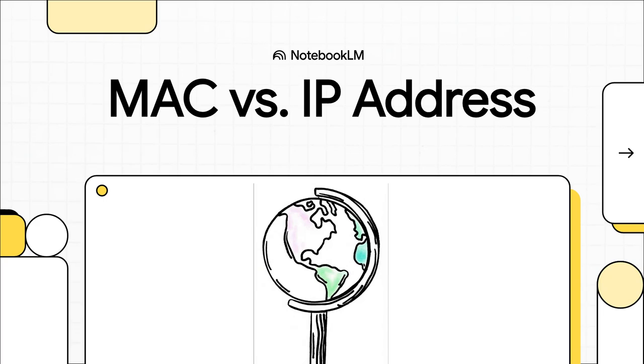All right, let's talk about something fascinating. Every single device you own that connects to a network, your phone, your laptop, even your smart TV, doesn't just have one address, it has two. Today, we're going to break down exactly what they are, why on earth you need both of them, and how they work together in this really elegant way.